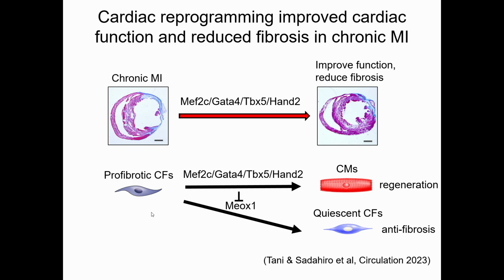Mechanistically, we found that profibrotic cardiac fibroblasts exist in MI, the established scar, and can convert into cardiomyocytes. It's a kind of regeneration. But fibroblasts can also convert into a quiescent type of fibroblast by overexpression of MGT through inhibition of MEOX1, which is a master regulator of bad fibroblasts. So reprogramming, regeneration, and anti-fibrosis can improve cardiac function.